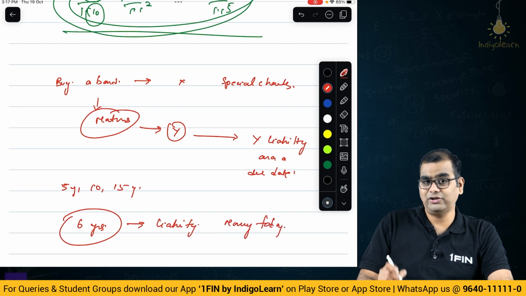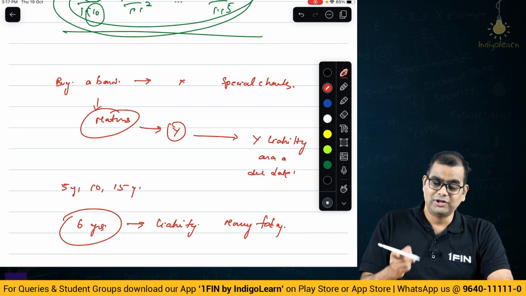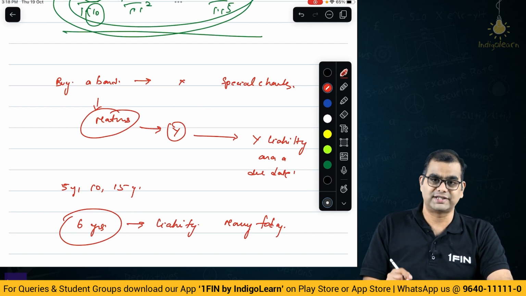So you have an asset today, you have a liability later. Please note these words: asset liability management. This is all part of ALM. Okay, you will learn about this subsequently when we talk about interest rate risk management.